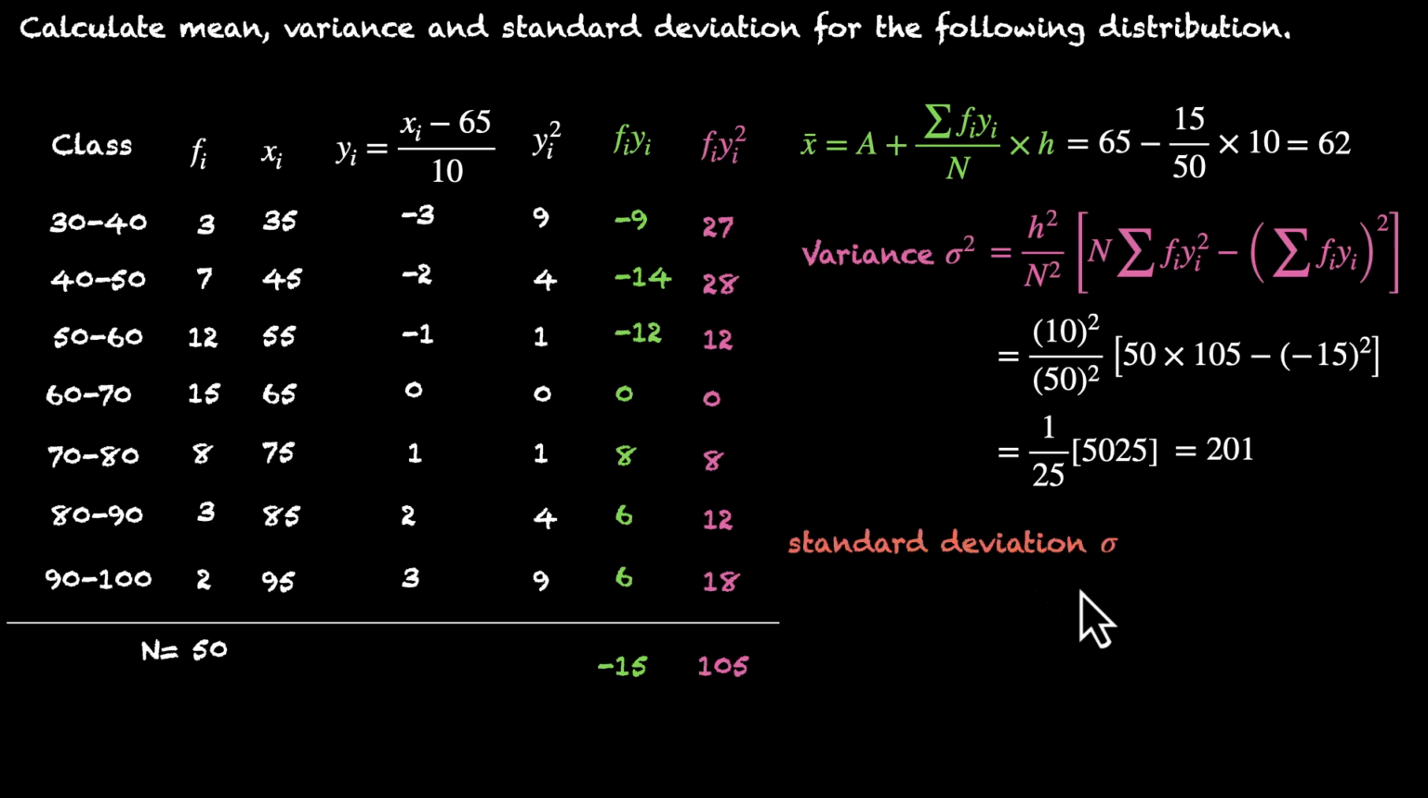What's our standard deviation? That's the square root of variance. That's the square root of 201. That's going to be approximately 14, slightly more than 14. Standard deviation in this case is 14.18. So using this method, we have our mean, which is 62, our variance, which is 201, and our standard deviation, which is 14.18.